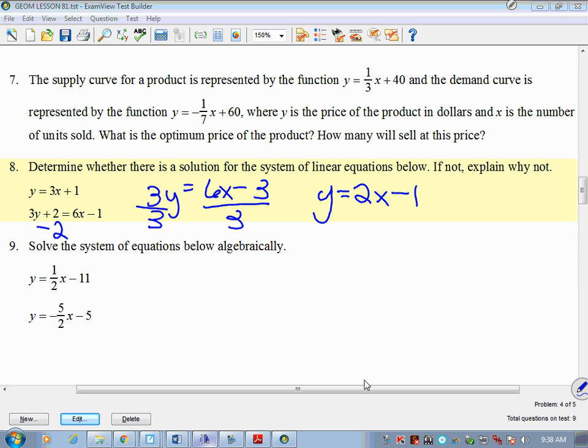How many solutions are possible here? Remember, they have different slopes, right? The y-intercept doesn't really matter. Just the fact that they have different slopes tells me I'm going to get one solution. They will cross at some point. It just determines whether or not there is a solution. They're not asking for that solution. Okay?